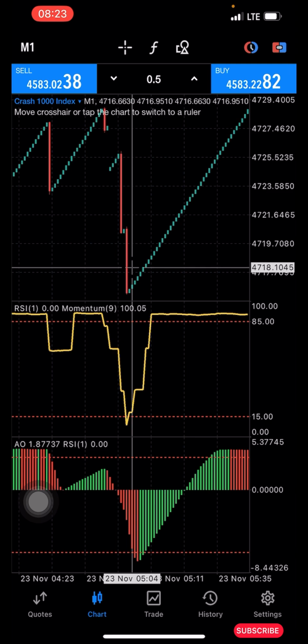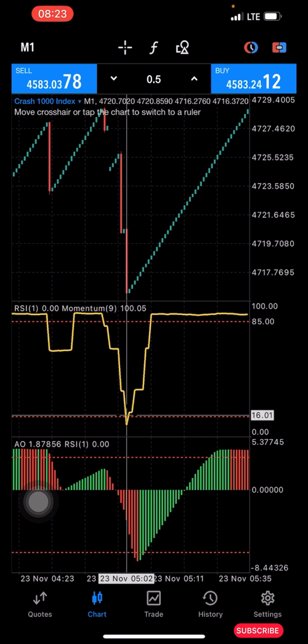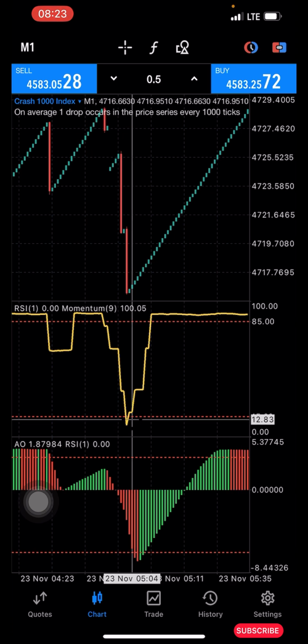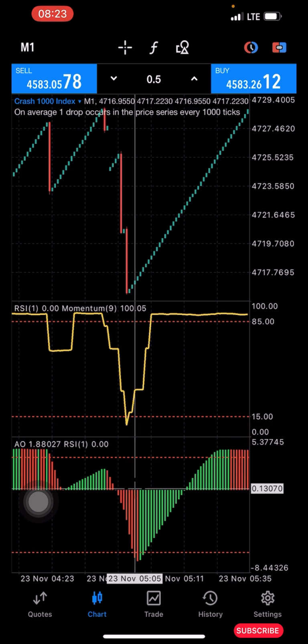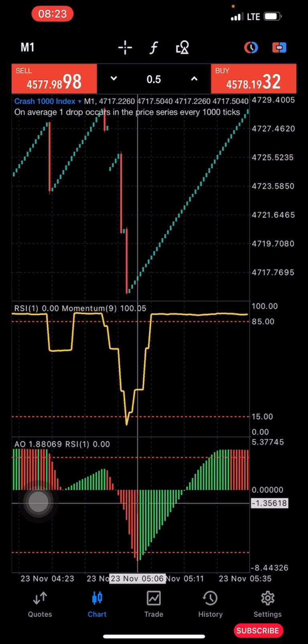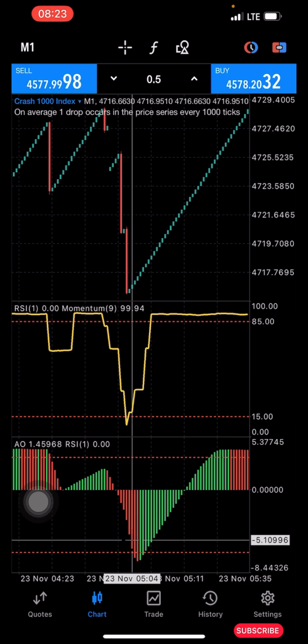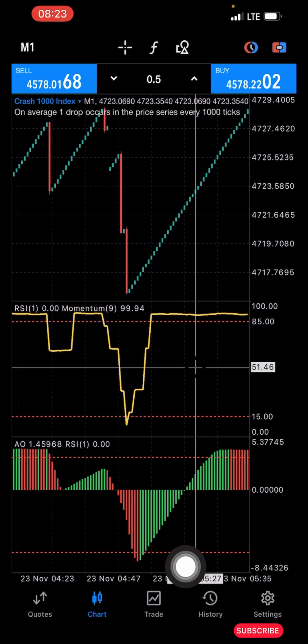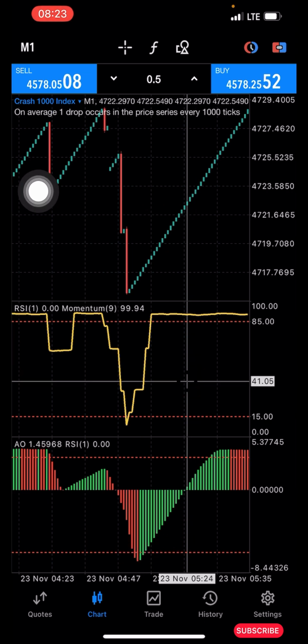Right, now you see the momentum line here has broken below our 15 level, our oversold level. Once it's going back up, you take note of the awesome oscillator window. When the momentum touches the oversold level, the awesome oscillator also needs to touch the 15 level, which is our oversold level here also. So when it's going back towards the upside, we are taking advantage of that.